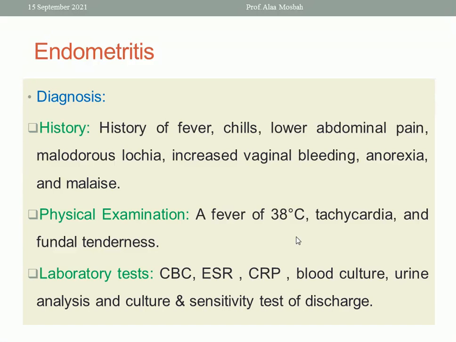The diagnosis is by history, examination, and lab tests. From history: fever, chills, lower abdominal pain, malodorous lochia, increased vaginal bleeding, anorexia, and malaise. Physical examination: there is fever, temperature 38 or more, tachycardia, and fundal tenderness on abdominal examination. Lab tests: do CBC, there is leukocytosis, ESR is elevated, CRP elevated. Do blood culture for detecting the organism, urine analysis, and culture and sensitivity test of any discharge.